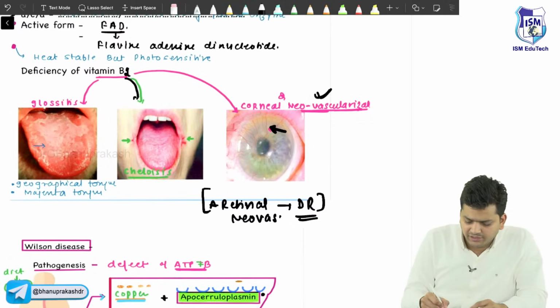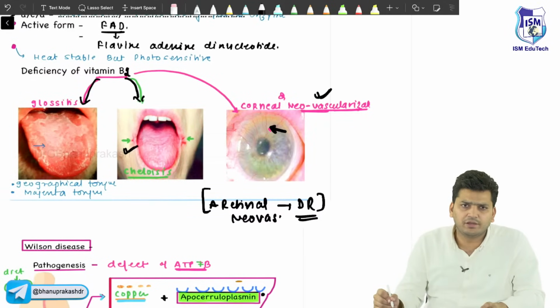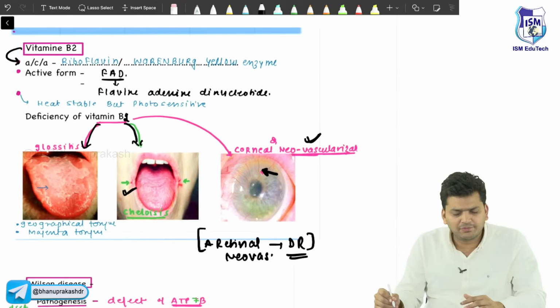What are the other things in vitamin B2 deficiency? There is going to be glossitis, there is going to be cheilosis, inflammation of the lips, inflammation of the tongue, that is going to be there, right? This is all about vitamin B2.